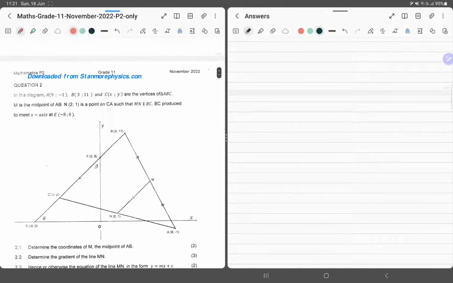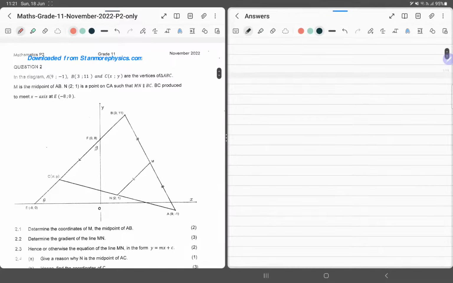Okay, let's do question 2, which is analytical geometry. All right, sorry for that.